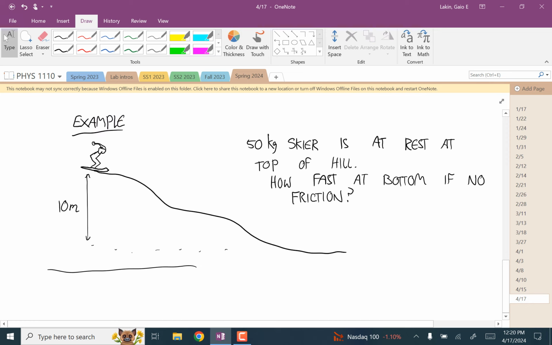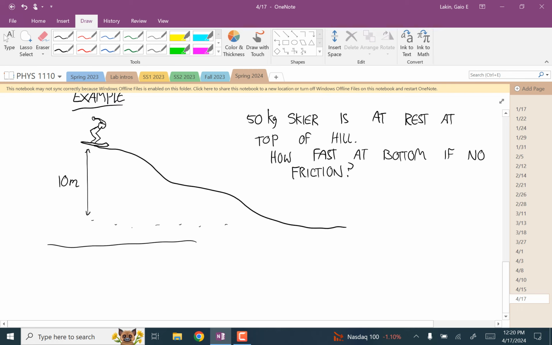Okay, well, the first thing we have to do is make sure that we can use conservation of mechanical energy here. The first sign that maybe conservation of mechanical energy is a good approach is that we're talking about a relationship between a location and a speed. Do you see that? We're saying the location is the bottom of the hill. How fast is the skier going? So that's always a hint that maybe this is the way to go.